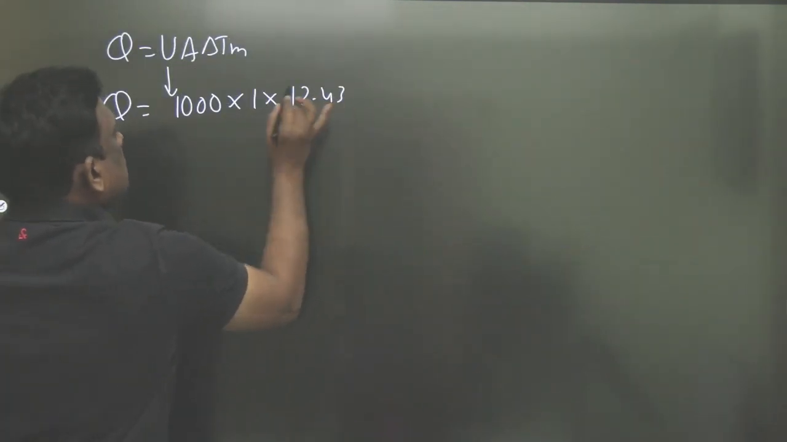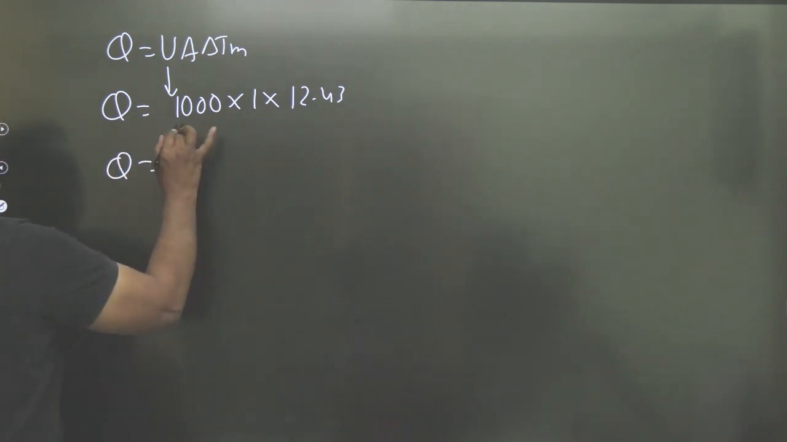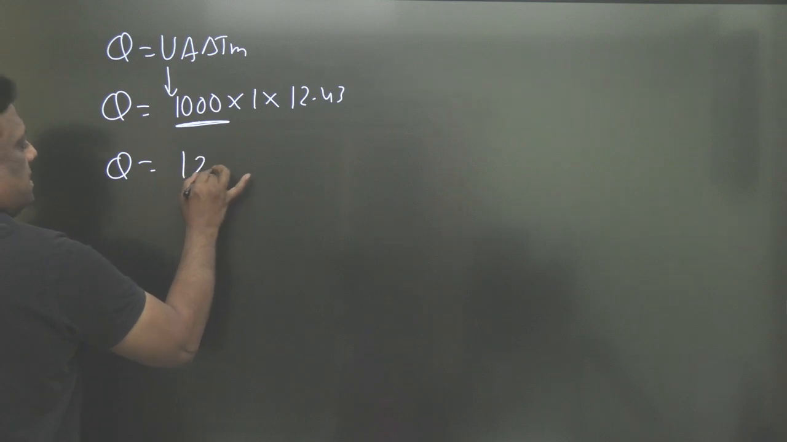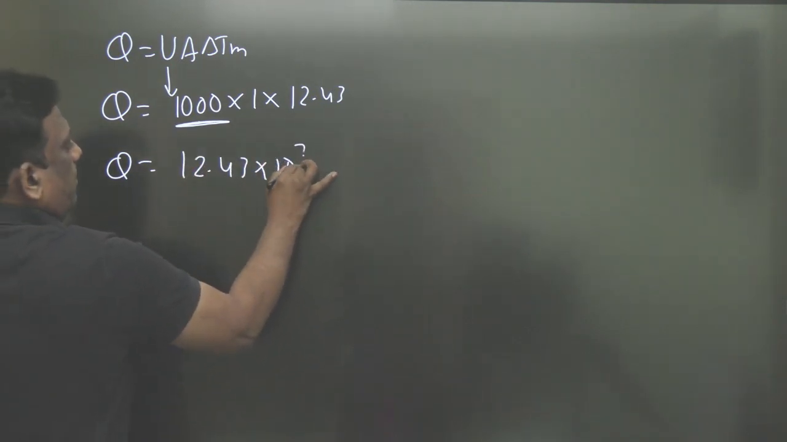So if you observe clearly, you will get this value. This is in watt per meter square per Kelvin. So you will get this as 12.43 into 10 power 3 watt.